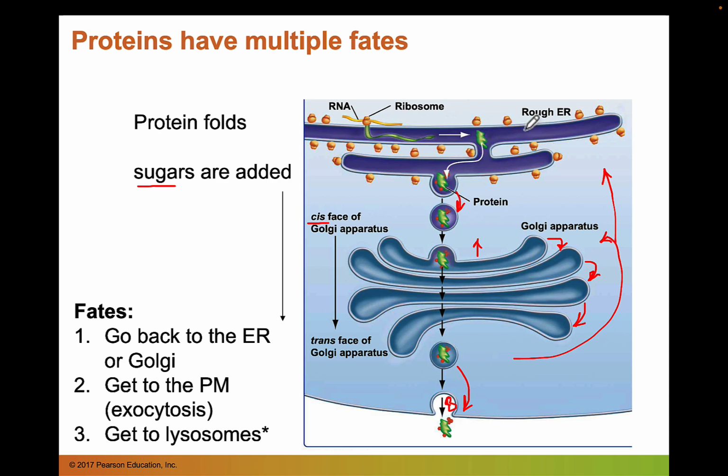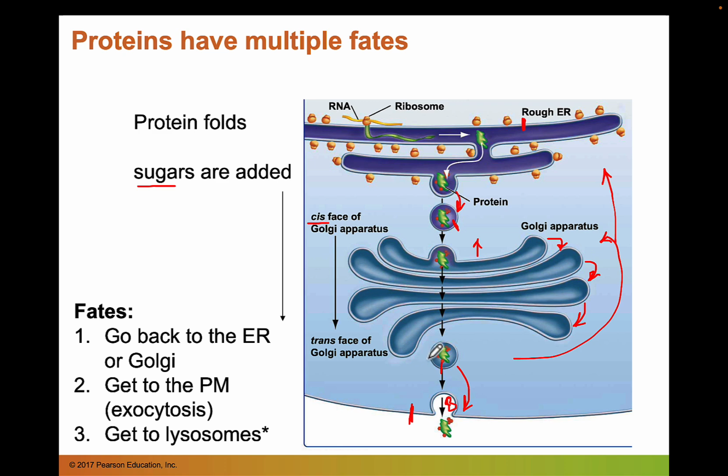But sometimes proteins are embedded into the membrane here, and so they leave these vesicles in the membrane, and then they stay embedded in the plasma membrane. So this is how we get integral membrane proteins. So just depending on if the protein is in the lumen or in the membrane, when it reaches the plasma membrane, it'll either get secreted or it'll become an integral membrane protein.